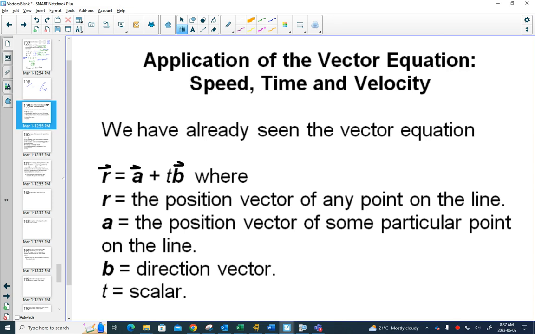Remember that the r is like any position vector that ends on that line. The b vector here is your direction vector. That's sort of like y equals mx plus b. It's sort of like the slope of your vector. It's your direction. And the vector a is any point on your line. t is a scalar, and we'll find that in our application to speed, time, and velocity, we use t because t will often be time.